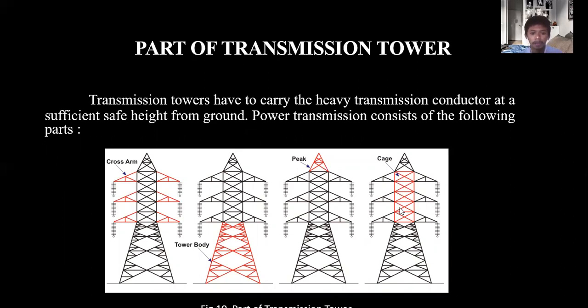Transmission towers have to carry the heavy transmission conductor at a sufficiently safe height from the ground. A transmission tower consists of the following parts. Number one is the peak. The portion above the top cross arm is called the peak of the transmission tower. Generally, a shield wire is connected to the tip of this peak.